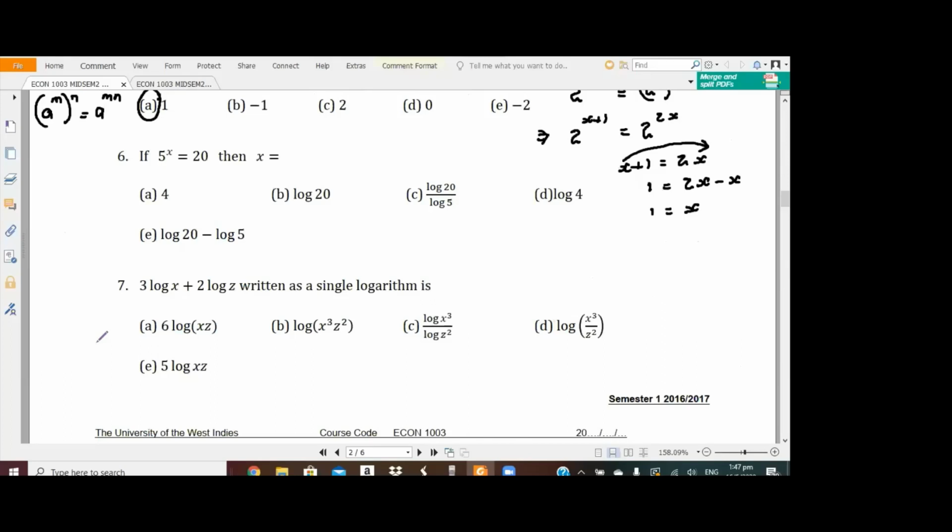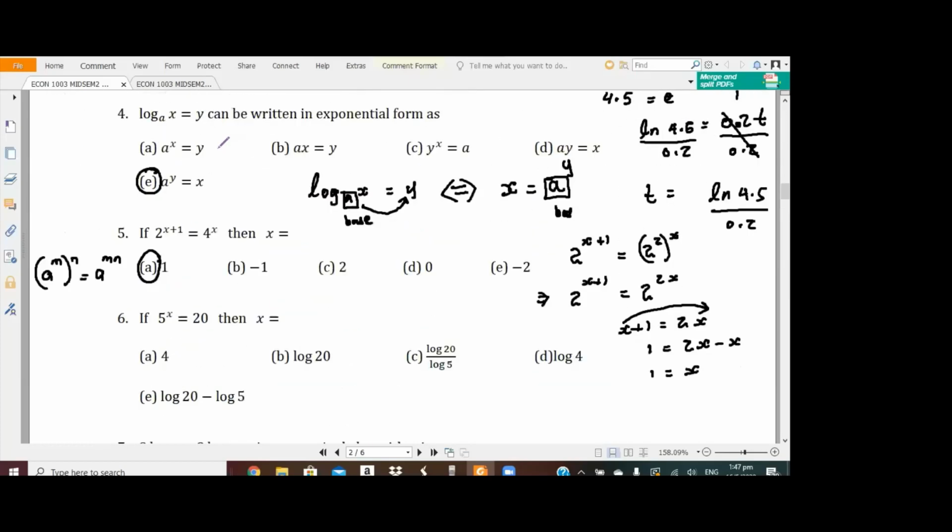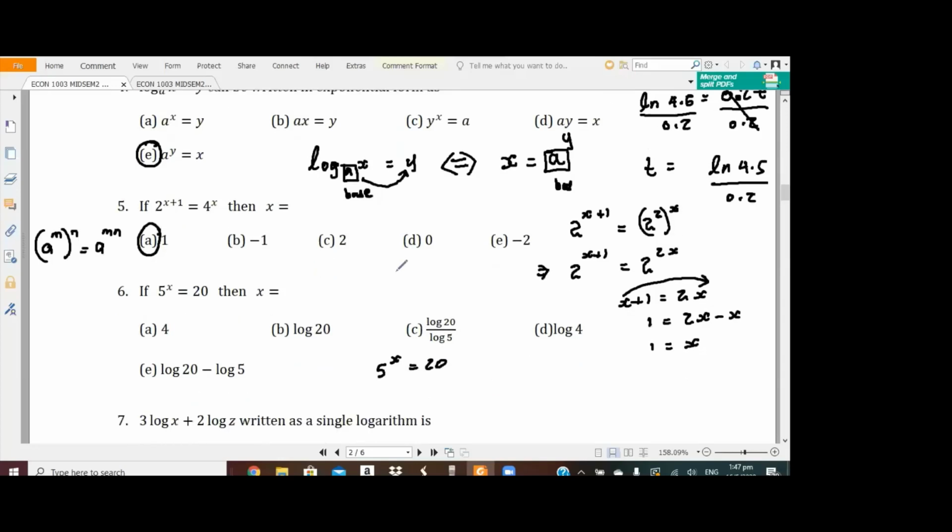All right. So question 6. If 5 to the x is equal to 20, then what is the value of x? So simply for this question, what they want you to do is literally the same thing that we did in question 4. You're going the opposite way. If I have 5 to the x is equal to 20, what I can do, I'm going to take log of both sides. So log to the base 10 or just log. So when I do that now, I get log 5 to the x is equal to log 20.